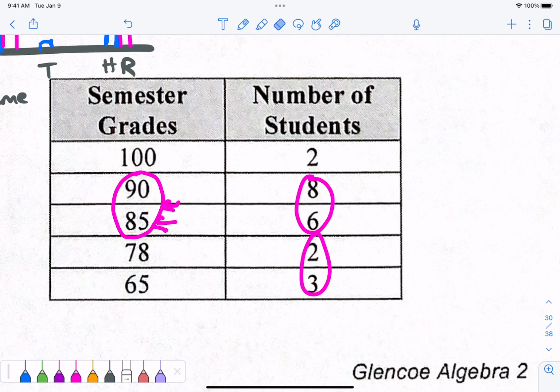One of my friends, one of the guys in my class. Just guesstimate, say 87 and call it a day? Sure.